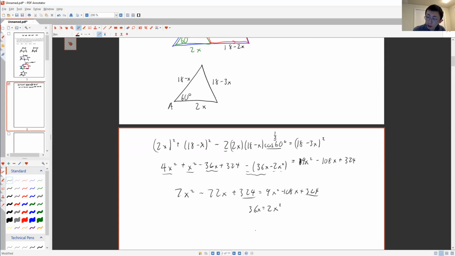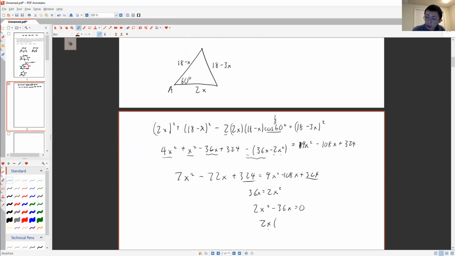Let's make sure we don't miss the solution. So I'll just write 2x squared minus 36x is 0, and we factor. So we see x is either 0 or 18 in this case.